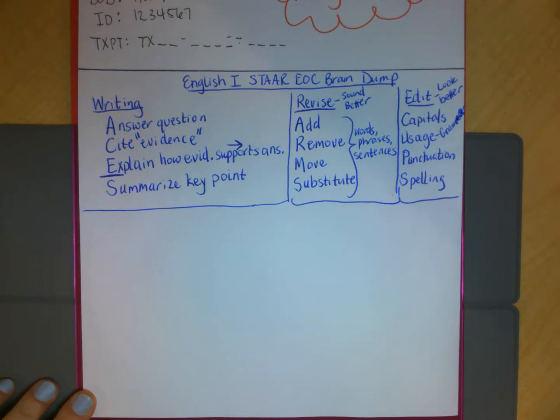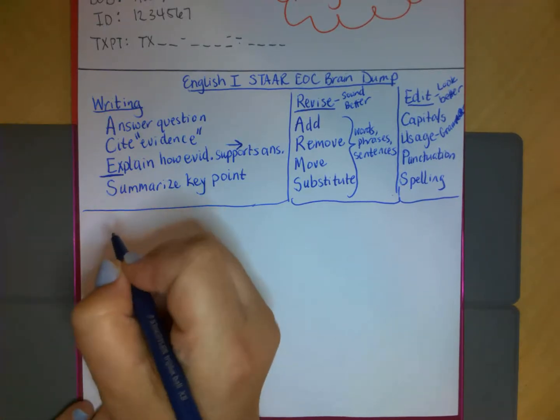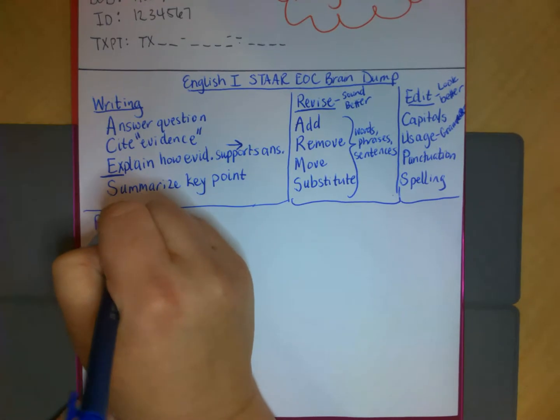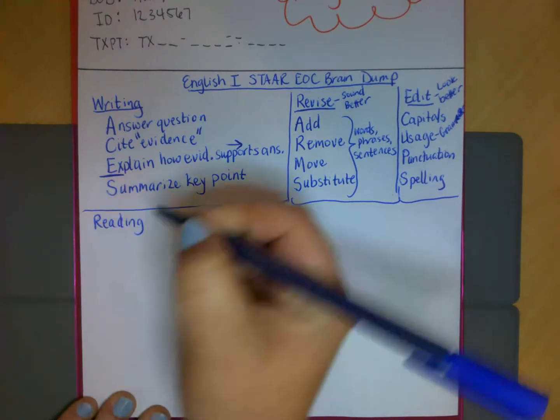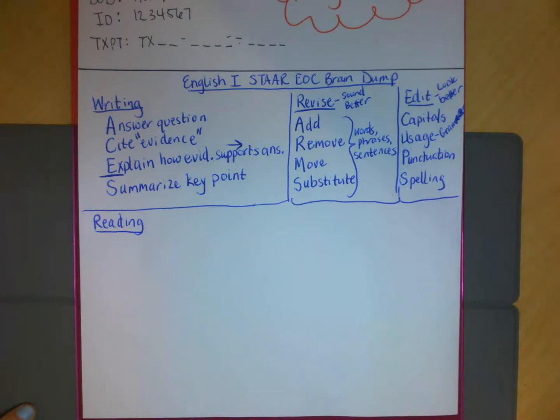Hi, this is Miss Parker, and I am showing you a brain dump for the English 1 STAAR EOC exam. We are now going to brain dump a few strategies for reading that we want to remember as we are taking the test. I'm giving you some strategies that I've focused on and taught this year, but if you've got other strategies, you want to brain dump those as well.